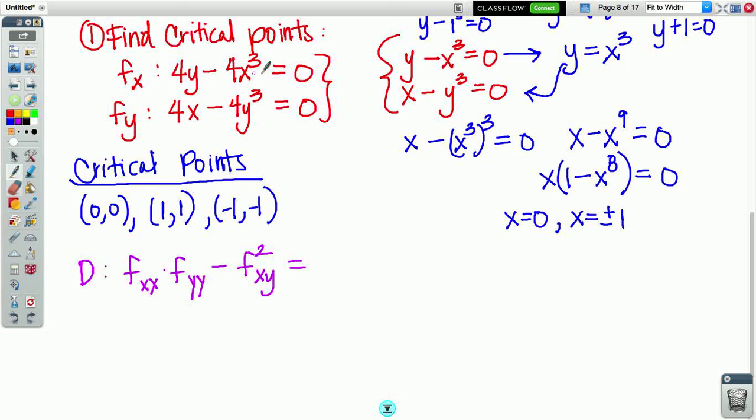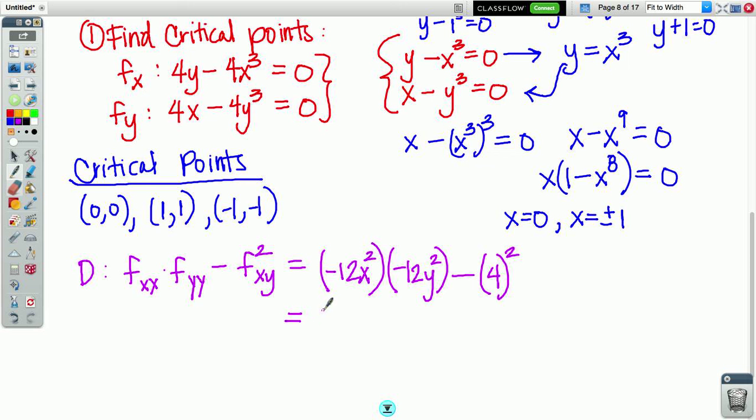Here's the partial with respect to x, and I'm going to differentiate with respect to x again. So when I do that, I get negative 12x squared. And then the second partial with respect to y is negative 12y squared. And the mixed partial, so I'm going to differentiate this one with respect to y, is 4 squared.